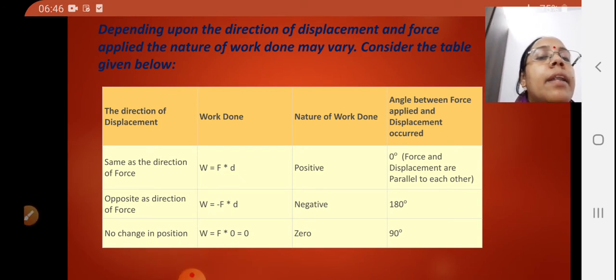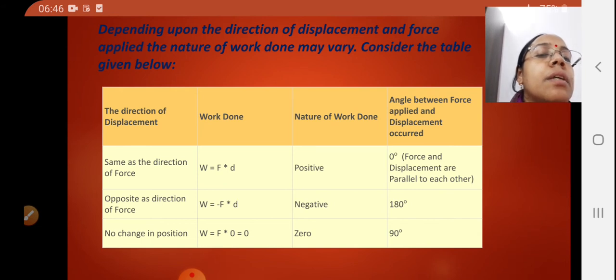Positive work done is when the direction of force and displacement is the same, so there will be 0 angle formed between force and displacement, and the work done will be positive. If the direction of force and displacement are opposite, then W is equal to minus Fd, the nature of this type of work done is negative, and the angle between force and displacement will be 180 degree.